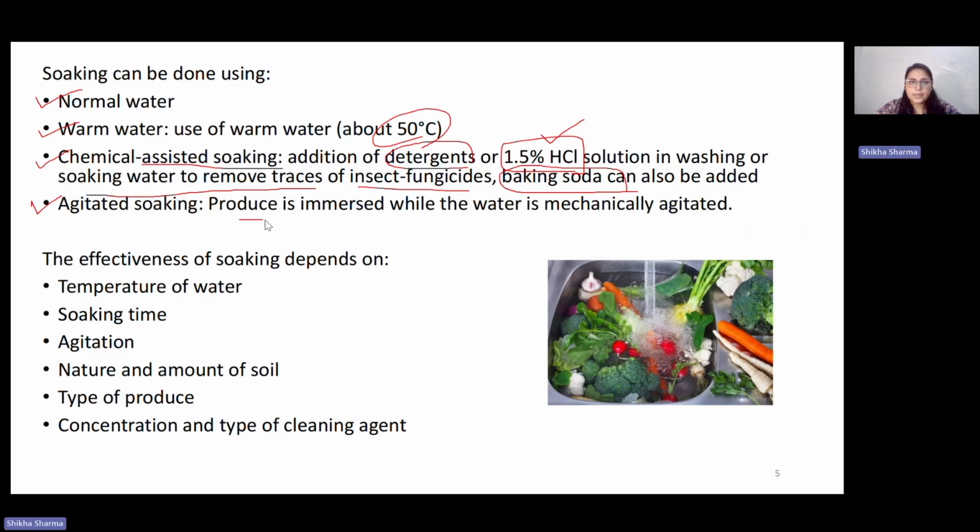Then agitation can be done, where the produce is immersed in water and then mechanical agitation is applied. Some RPM can be provided in the soaking water so that it is easy to remove strongly adhered dirt on the surface of the food product.